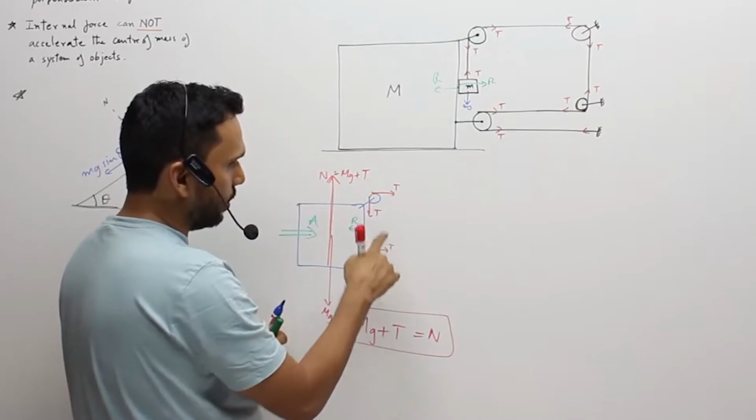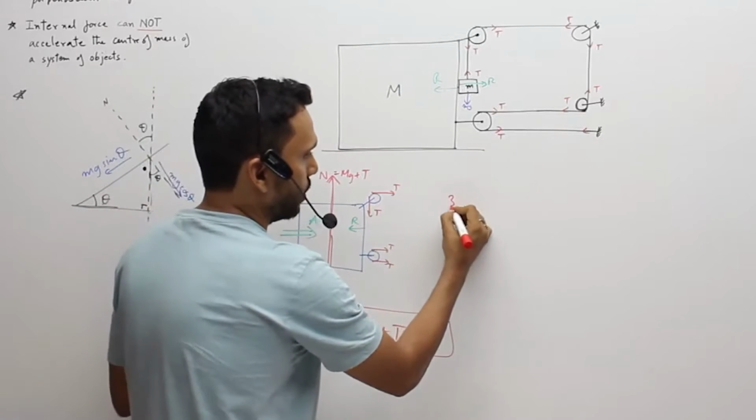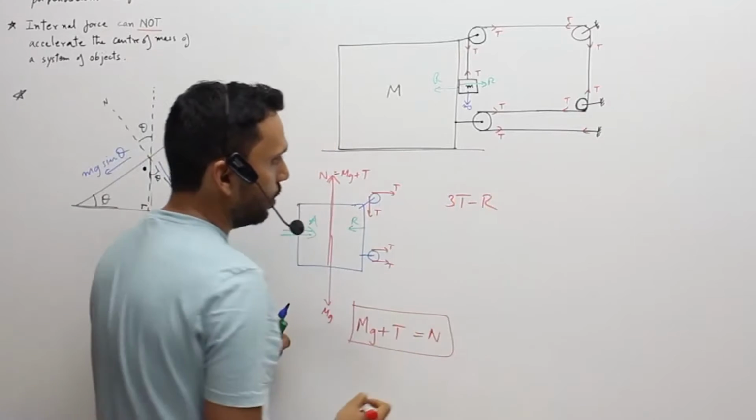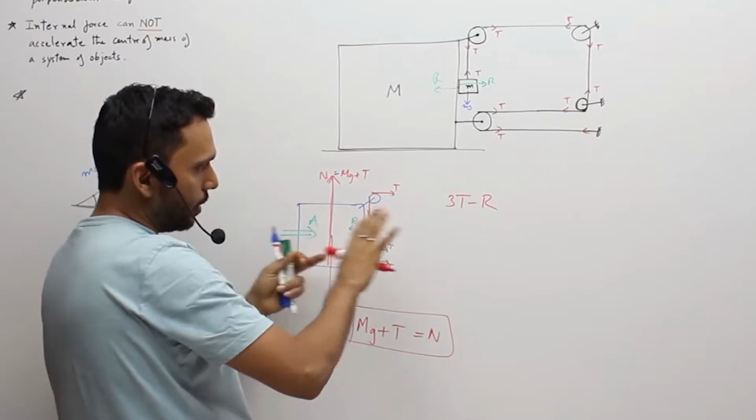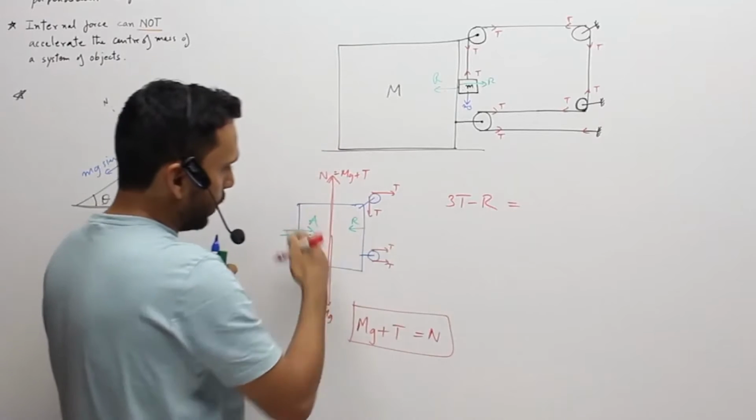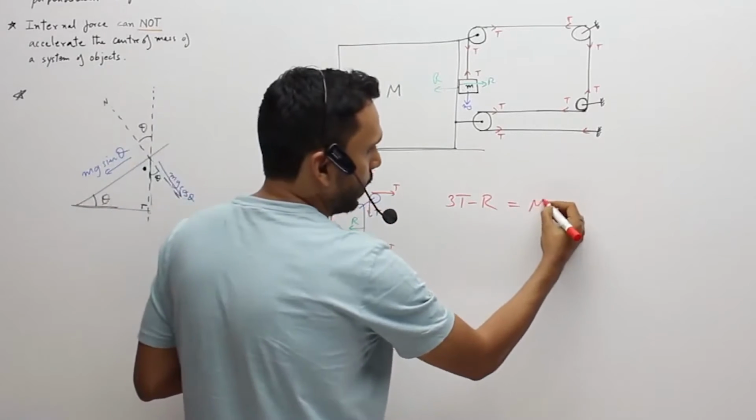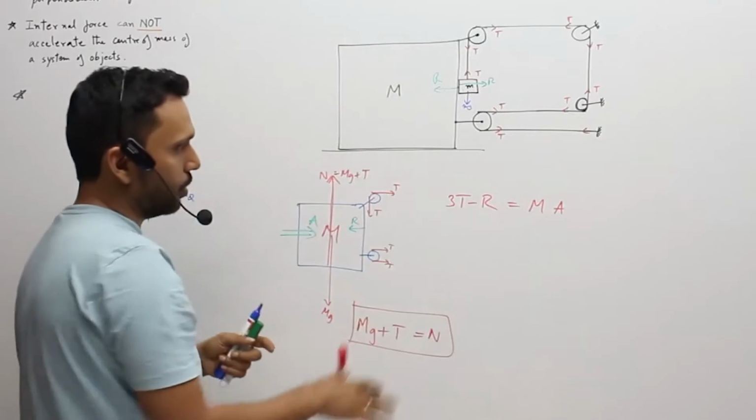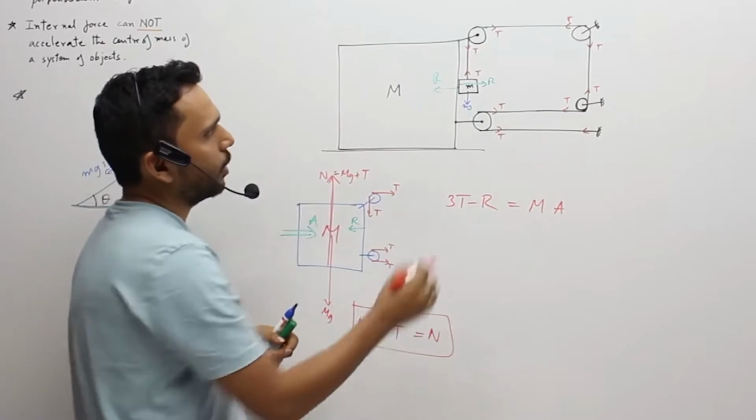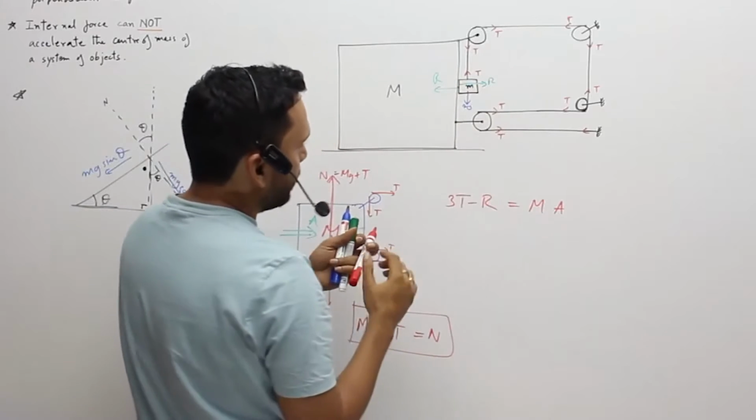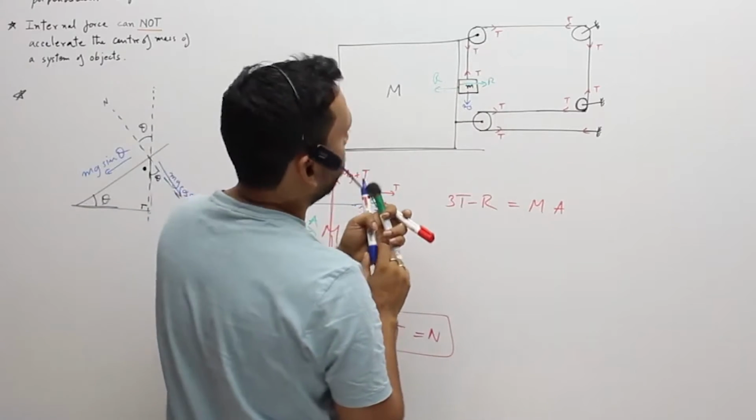Now in the horizontal direction, what is the equation? That will be a major equation. T, T and T: 3 T's forward and 1 R in the backward. So 3T forward minus R, which is in the backward direction, is the net horizontal force on this mass M. So the mass M gets accelerated by A due to this force in the forward direction.